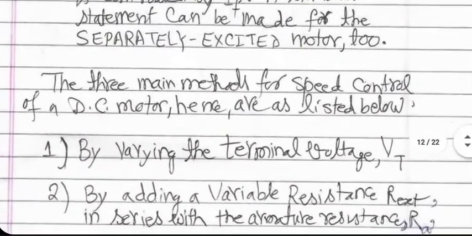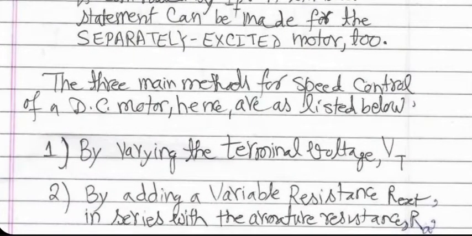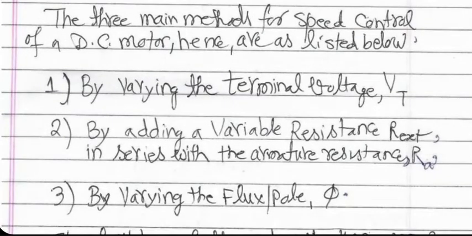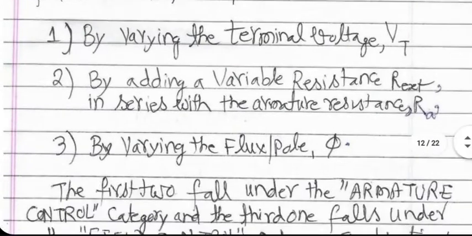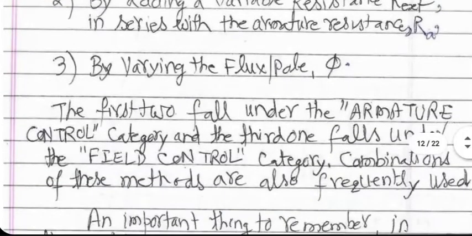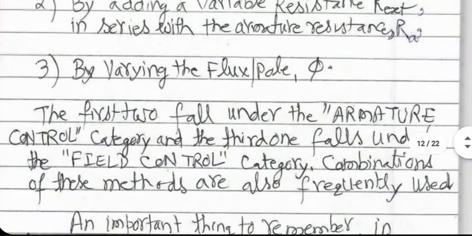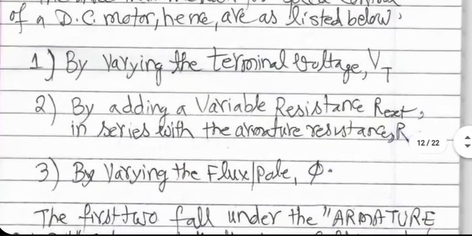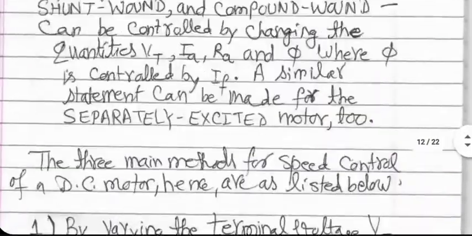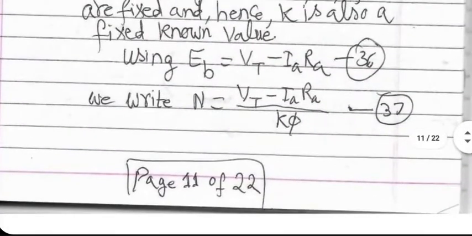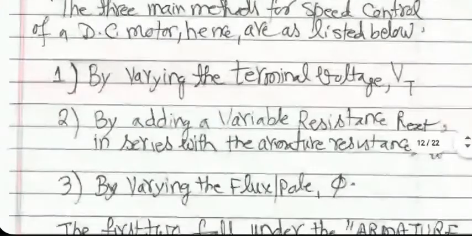The three main methods for speed control for DC motors are hence: vary the terminal voltage VT, or add a variable resistance in series with the armature resistance, or vary the flux by changing the field current. I'm talking conceptually right now. I'm not showing you any details. The first two fall under the armature control category, because the first two essentially play with the numerator of this equation. And the last one falls under field control.